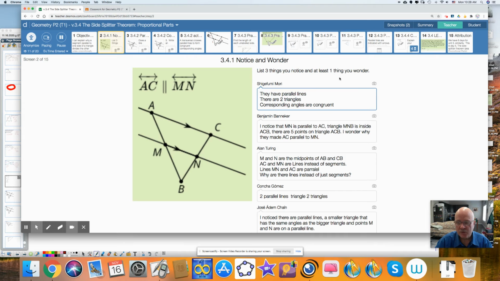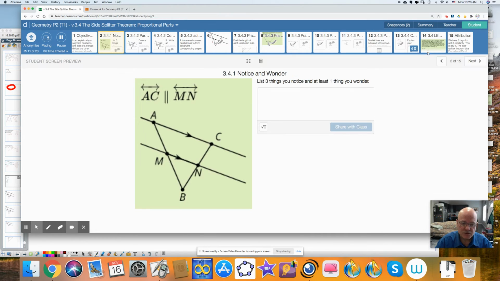So here we had some things to notice and things to wonder. Some kids said, I wonder if this is a midpoint. I wonder if this is a midpoint. Someone said, I notice it's a midpoint. I don't notice that. There's no marking here to indicate that's a midpoint. And notice this is a pair of parallel lines. I notice that B is congruent to itself. I notice that these angles that are corresponding are congruent. I wonder what it means for similarity.